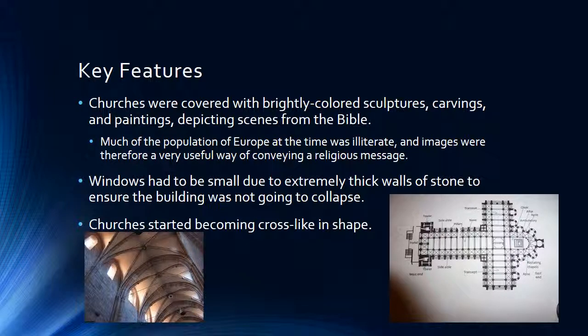Key features. Churches were covered with brightly colored sculptures, carvings, and paintings, depicting scenes from the Bible. Much of the population of Europe at the time was illiterate, and images were therefore a very useful way of conveying a religious message. Windows had to be small due to extremely thick walls of stone to ensure the buildings were not going to collapse. Churches started becoming cross-like in shape as well.